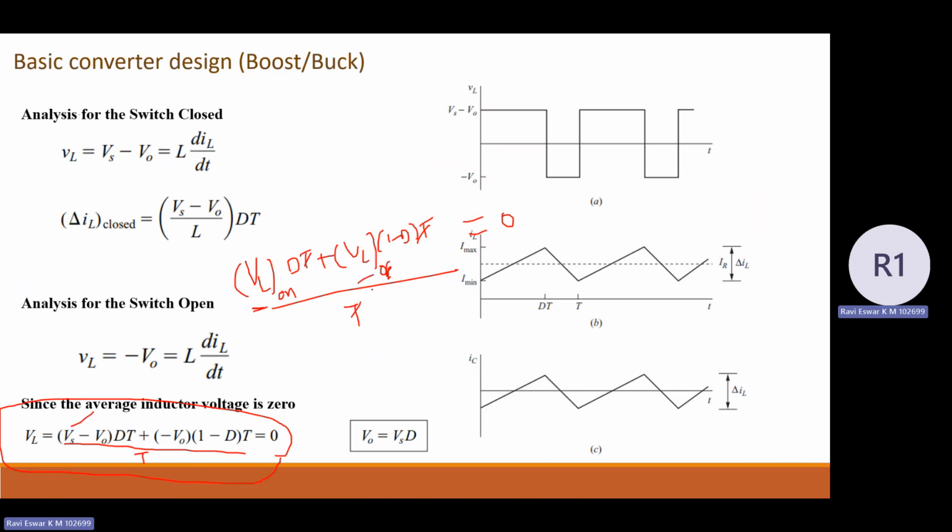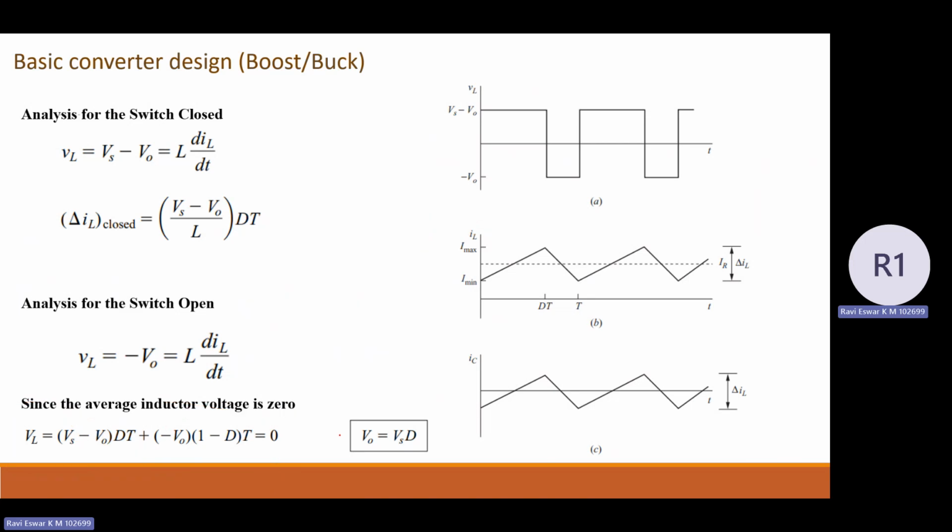Whereas the voltage across the inductor during the off state, I can write as minus V naught. So if I solve this equation, I can get the output voltage as V naught equal to Vs into D. We already saw that the duty value is T on by T in terms of equation.